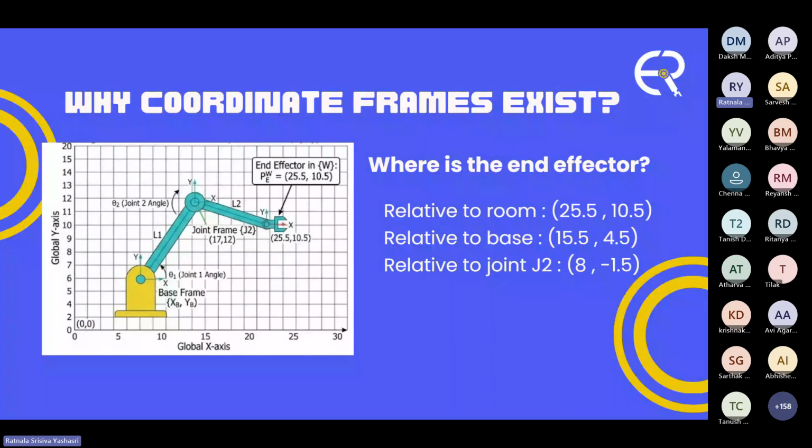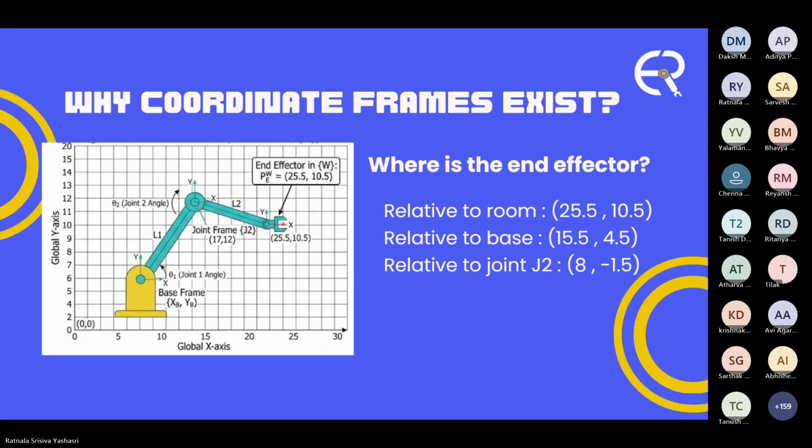So relative to the room, the answer would be 25.5 and 10.5. But relative to the base, it changes because the base is offset from the global origin. And relative to the joint, again, you get a different value. But see, the end effector is still the same physical point in space, but you use 3 completely different coordinates. Now, all of them are correct, you're just using different reference frames.